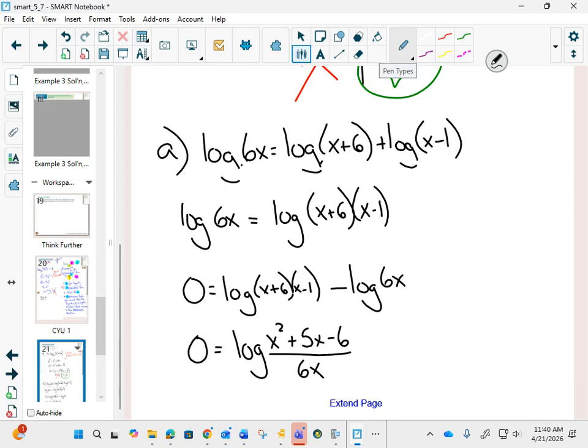And then you would have had log x plus 6 plus log x minus 1 minus log 6x. And you can use that shortcut and do it all together as a single logarithm in one step. The adding ones are always going to be in your numerator. The subtracting ones are always going to be in your denominator.